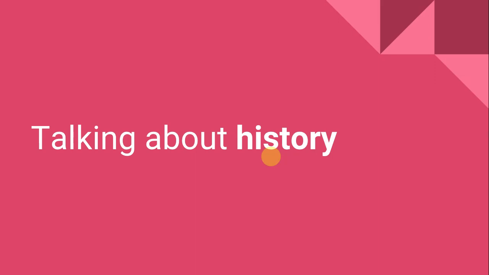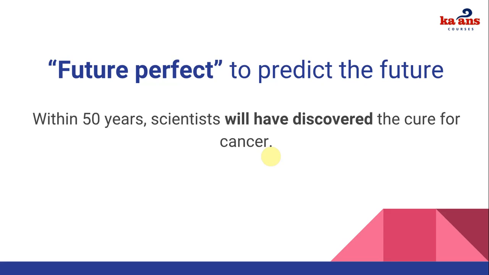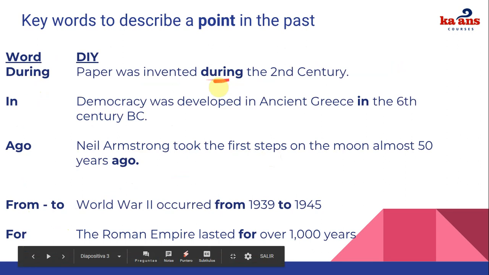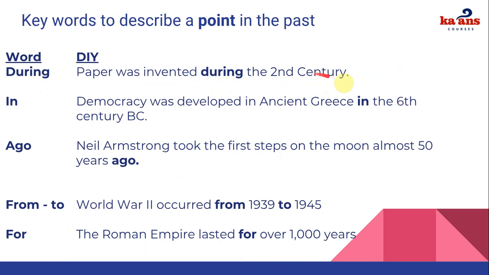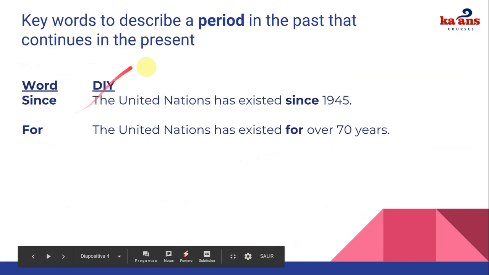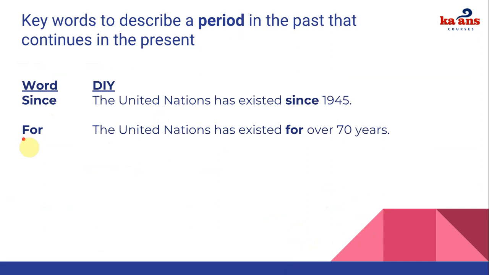For the next one, we're going to be talking about history. But remember, just to review, we talked about keywords to describe a point in the past with during, in, ago, from, to, or for. During and in refer to time: 2nd century, 6th century BC, 50 years ago, from 1939 to 1945, for over 1,000 years. We also talked about the present perfect and using since and for because they continue in the present, such as the United Nations. The United Nations has existed since 1945, or the United Nations has existed for over 70 years.